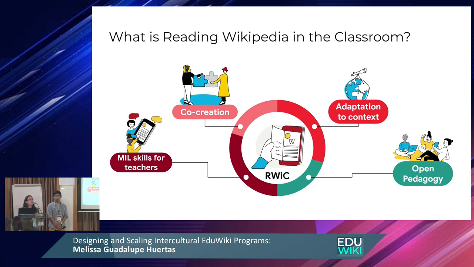We also built this program with adaptation in mind. We know that in education there isn't a one-size-fits-all kind of solution, and you know, the presentations throughout this conference make that very, very clear, the multitude of solutions and initiatives that come from the Wikimedia and Education Network show the importance of adaptability, of responding to the context, and so when we were designing this, we were very mindful of that. And finally, we try to ground this on open pedagogy principles.